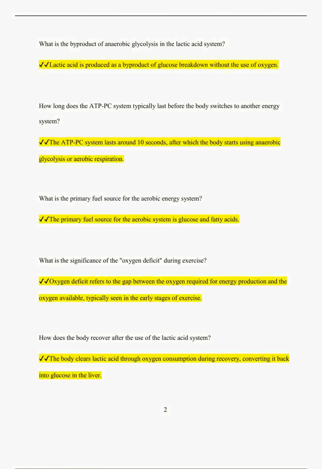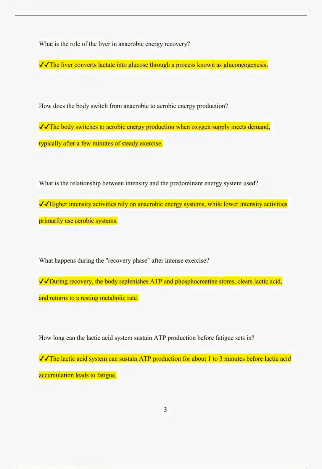How does the body recover after the use of the lactic acid system? The body clears lactic acid through oxygen consumption during recovery, converting it back into glucose in the liver. What is the role of the liver in anaerobic energy recovery?